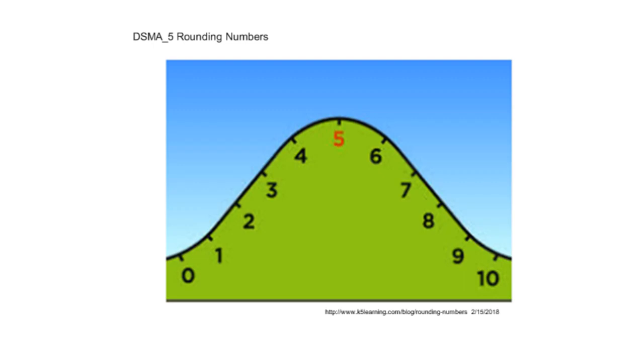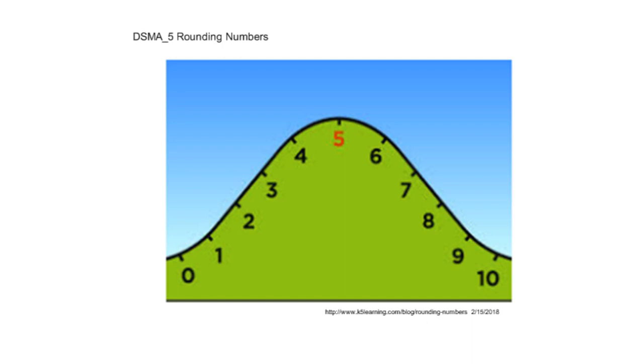DSMA 5 is about rounding numbers. Now, in life in general, you'll see a lot of numbers that are being rounded. And I know we hope that these numbers are always rounded in our favor, especially when it's in consideration of monetary amounts. But what we want to always do is to be fair and follow the rules for rounding so that everyone gets equally treated.